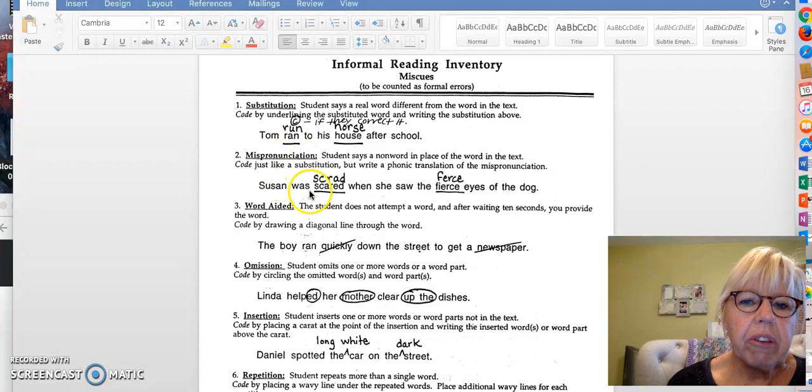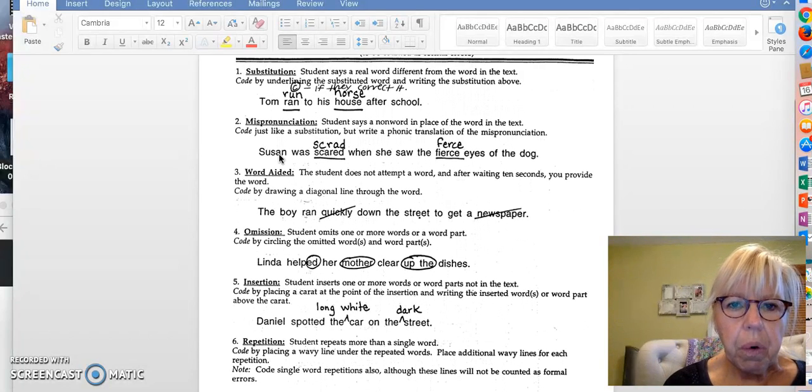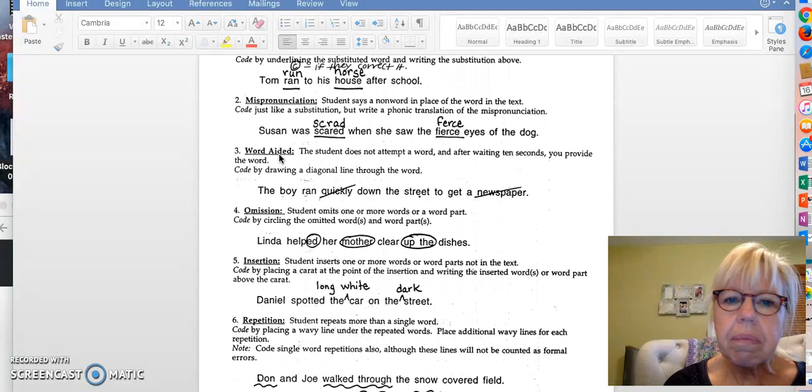With a mispronunciation, again, you're going to underline the word in the text that the student should have read and write above it, spelling phonetically to the best of your ability, what they said. And I know on the quiz, many people get the mispronunciation component on the quiz wrong because they use a real word, and it has to be a mispronunciation of the word in the text.